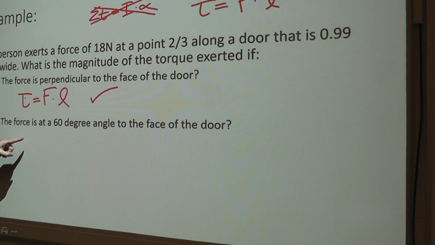What if the force isn't perpendicular? Those of you in regular physics aren't going to have to worry about this. Those of you in AP physics are going to have to think about this. So if the force is at a 60-degree angle to the door, if this is my angle right here, only the component of that force that's perpendicular will matter, and that's going to be the amount of force times the sine of that angle.